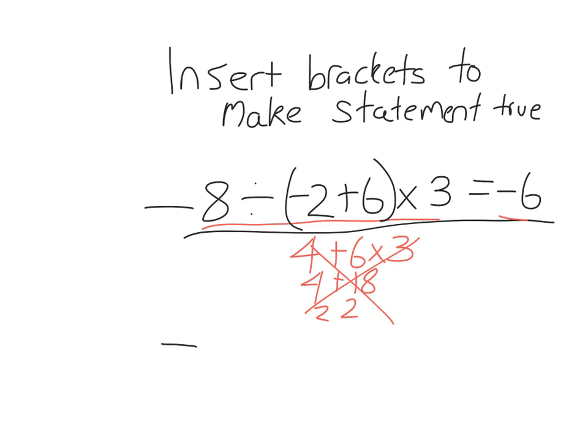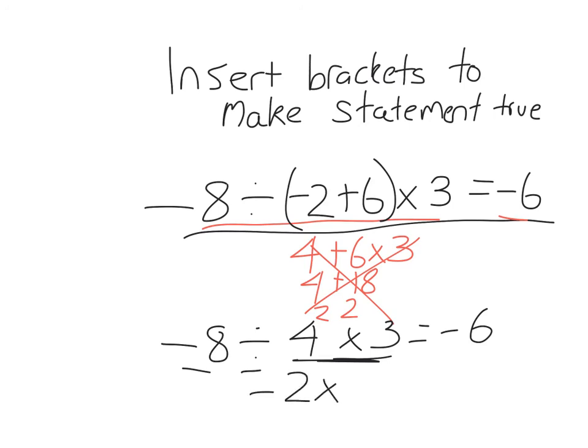So minus 8 divided by, because we haven't touched the minus 8 yet, so I do negative 2 plus 6 first. And that gives me 4. Times 3 equals negative 6. Now, please, again, don't fall into the pitfall of thinking this is minus 8 divided by 12. We have to do the division first because it occurs first from left to right. So minus 8 divided by 4 is negative 2, times negative 3 does equal negative 6. So if I put the brackets here, then it does become a true statement.